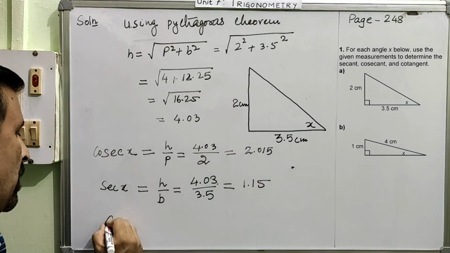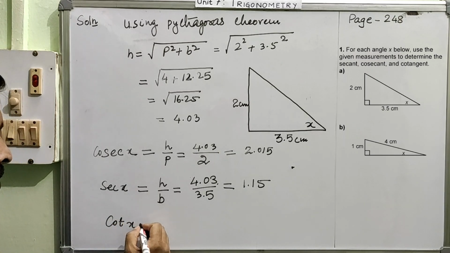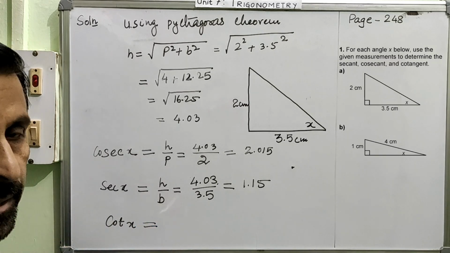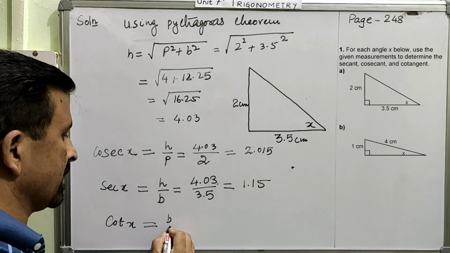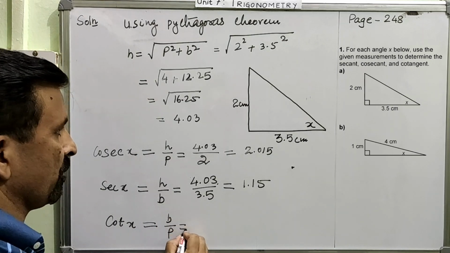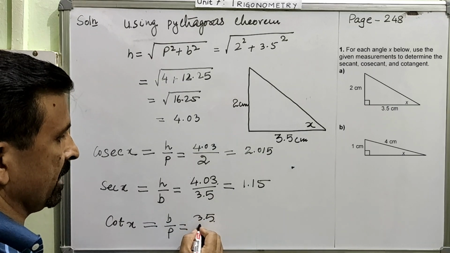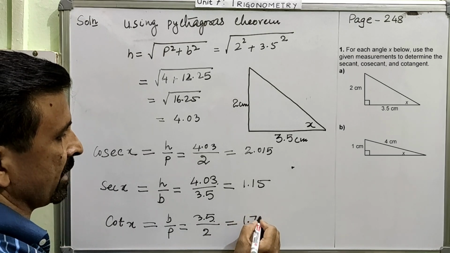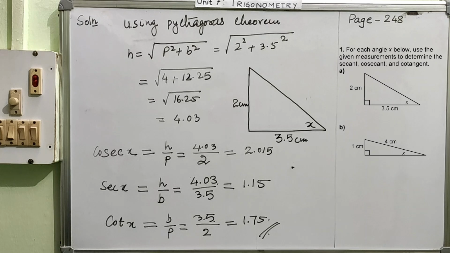Now, last one is cot x. Cot x is the reciprocal of tan x, and tan x was p over b. That means this will be the reciprocal of that. It is b over p. So, finally, b is 3.5, divided by 2. For this, the answer is 1.75. So this is how we calculated the three trigonometrical ratios.